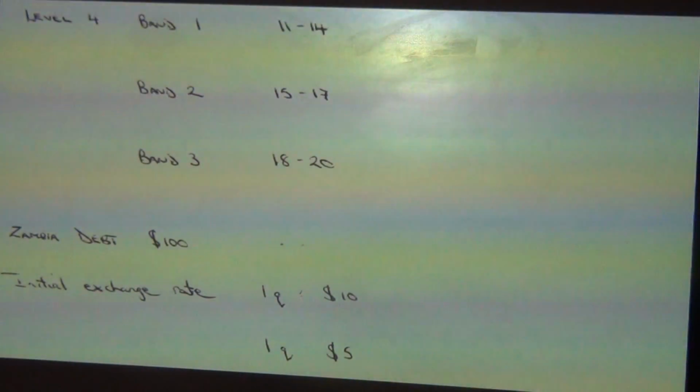And the level 4 evaluation marks are broken down, as you can see. Level 4 band 1 is 11 to 14 marks. Level 4 band 2 is 15 to 17 marks. And level 4 band 3 is the 18 to 20 marks.